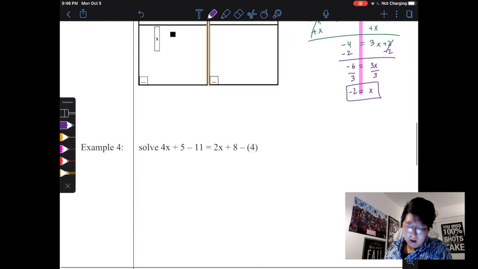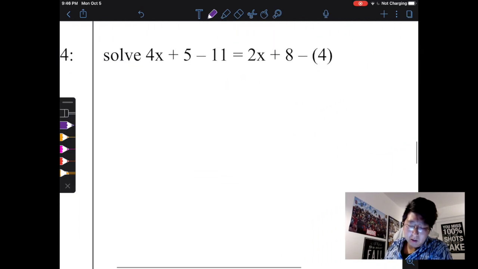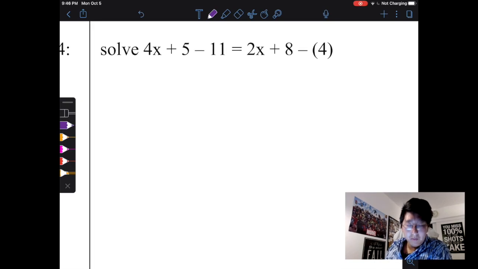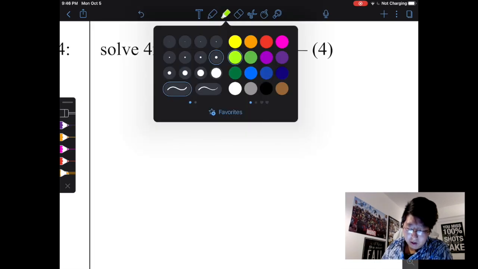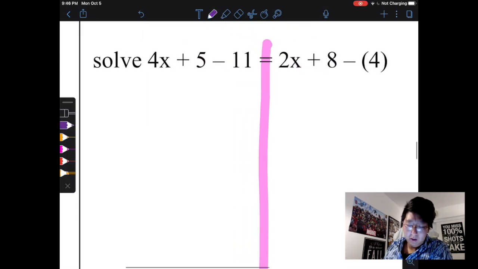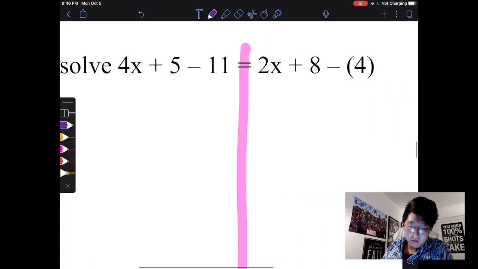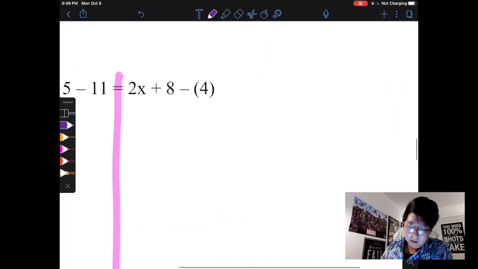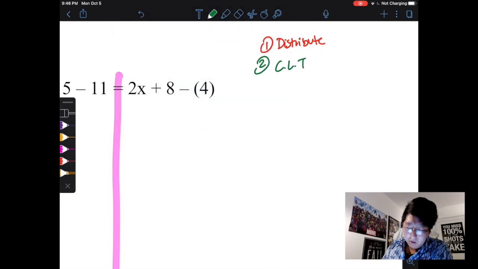All right, so now here's some problems that are already written out for you. All right, I'm going to go ahead and draw a pink highlighter down the middle, representing that they're both equal. Okay, so the first step, I'm going to write the steps again just in case you forgot. First step is distribute. The second step, combine like terms.